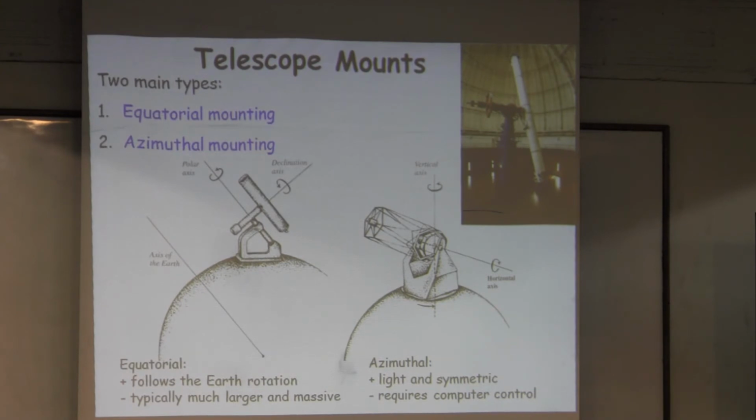And when you observe, at least in the old days when you had a finder scope and you were trying to make sure that you really track it exactly because you were continuously integrating on your photographic plate, this was very important. So it follows the Earth's rotation, it's easy to operate, but it's large.